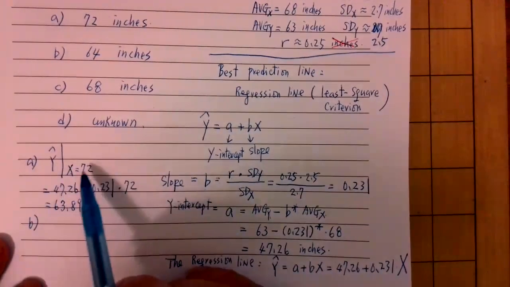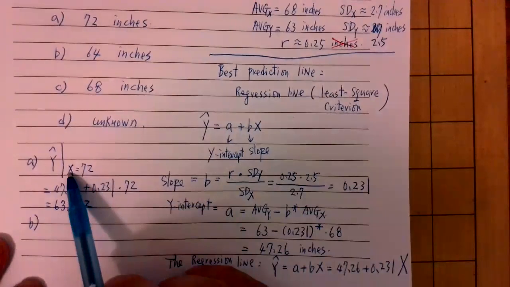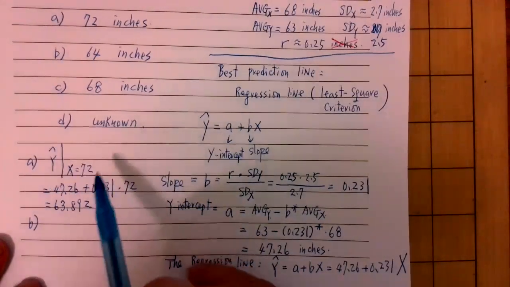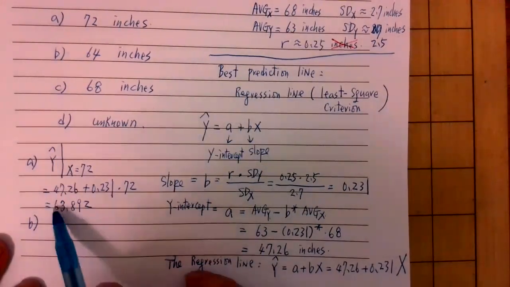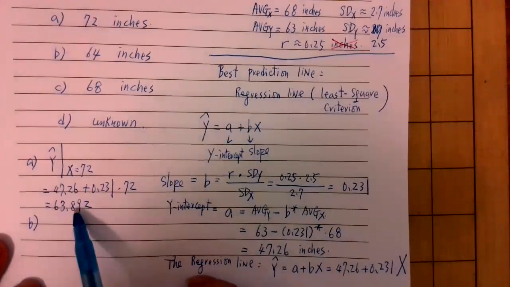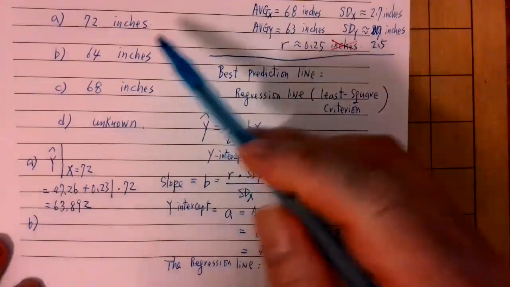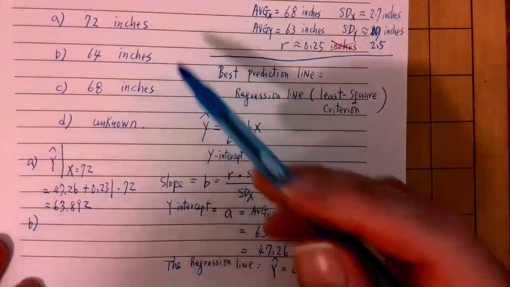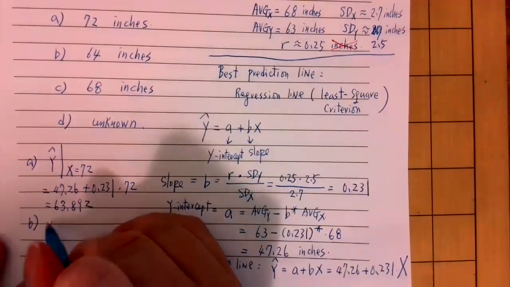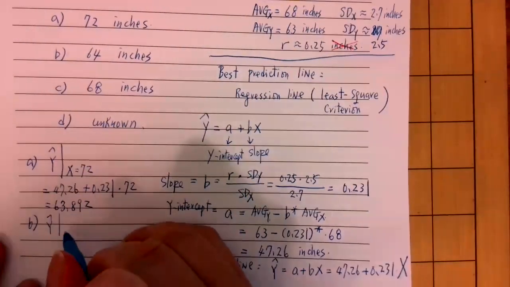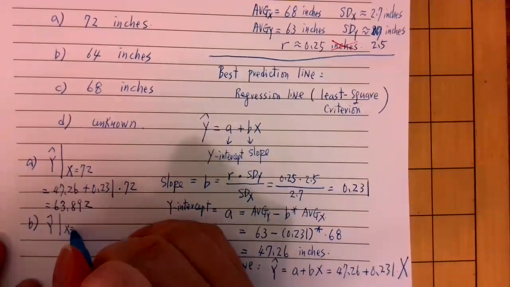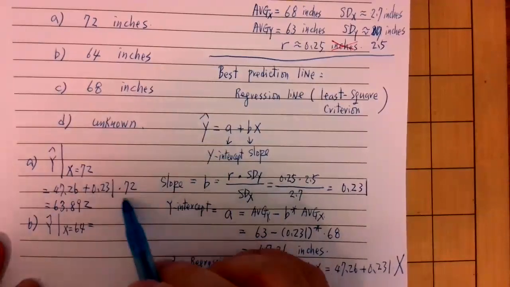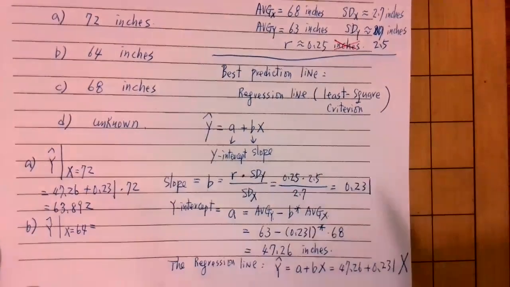For a husband height of 72 inches, you plug into the formula and predict the wife's height. You get 63.892, okay? Now look at part b. If the husband is shorter, only 64 inches tall, how about the wife's height? You plug in, and this number is replaced by 64. Let's see what we get.